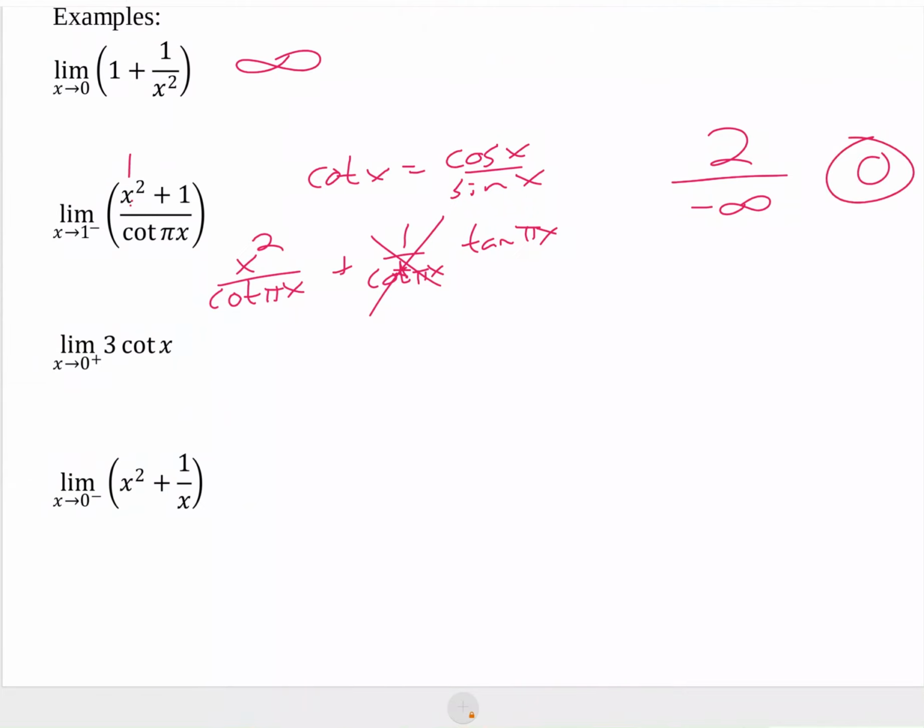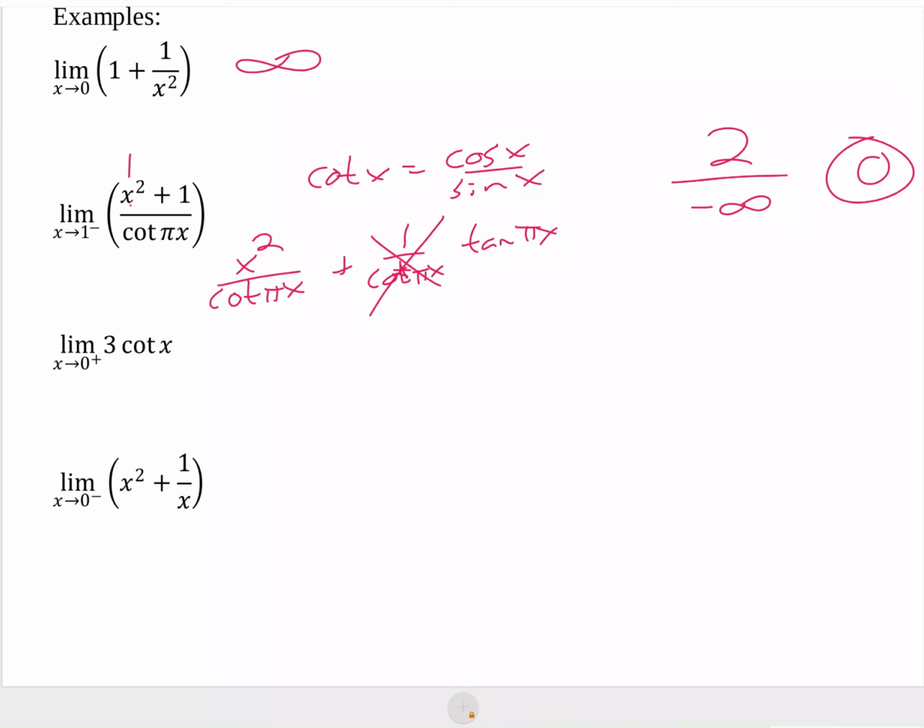Wait a second. Can I plug that into a calculator to see what it looks like? You can. What's your question? Well, when you have 2 on the top and then cotangent, like cosine over sine, cosine at pi is 0 over 1, which is 0, right? But we're coming in from the negative side. So the division by 0 here stops us, right?